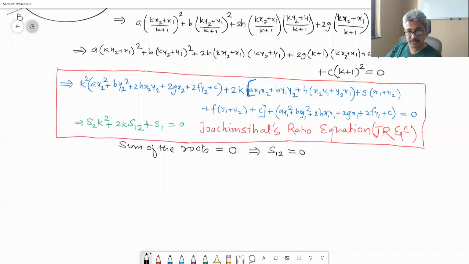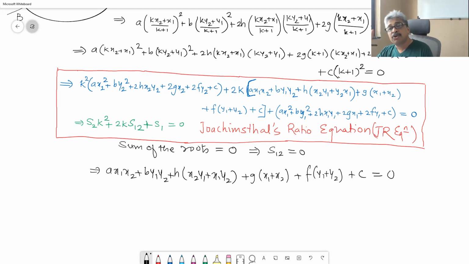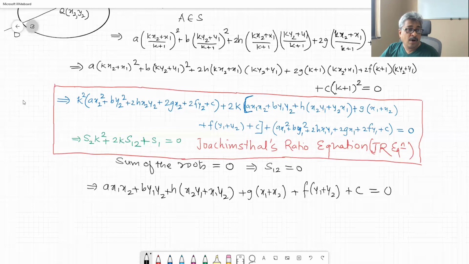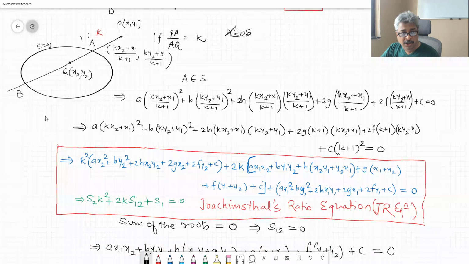Right? Therefore, what is our S12? S12, this implies x1 x2 plus b y1 y2 plus h into (x2 y1 plus x1 y2) plus g into (x1 plus x2) plus f into (y1 plus y2) plus c is equal to 0. That is the spatial position of Q, which is going to be the harmonic conjugate of A and B along with P.